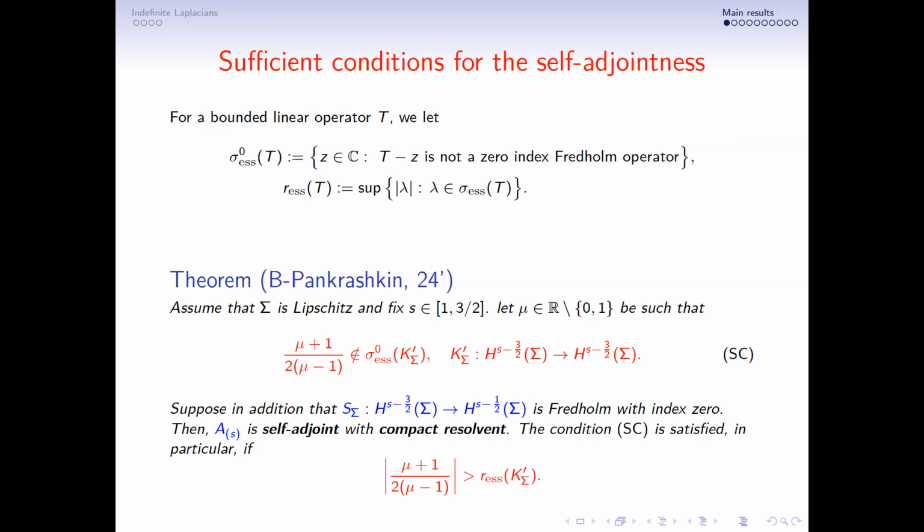As I said, this condition we need only for dimension 2, because the single layer might have a non-trivial kernel, and therefore it will not be an isomorphism between H^(s-3/2) and H^(s-1/2). Okay, so this is somehow abstract. So let's come now to the applications.